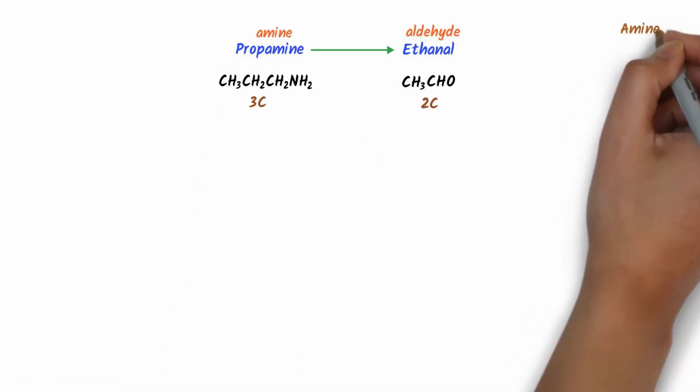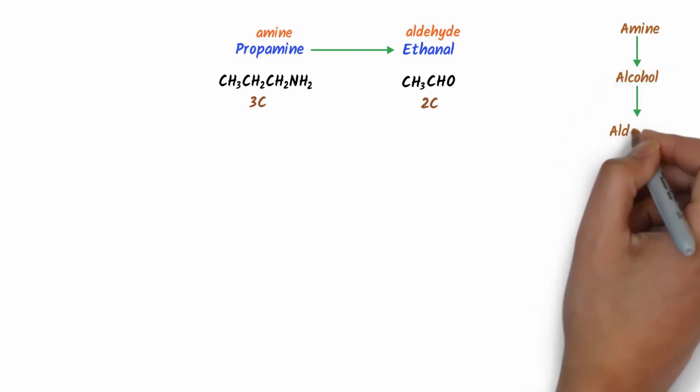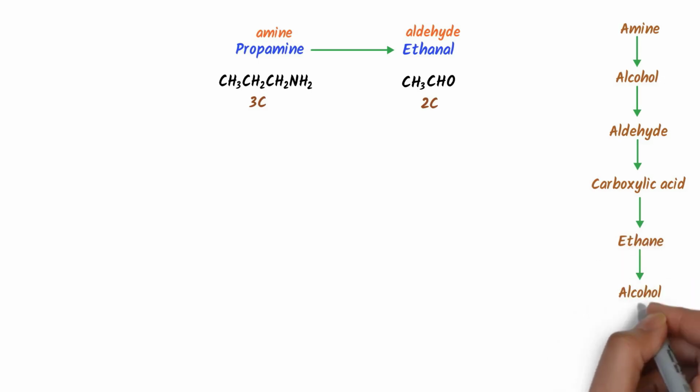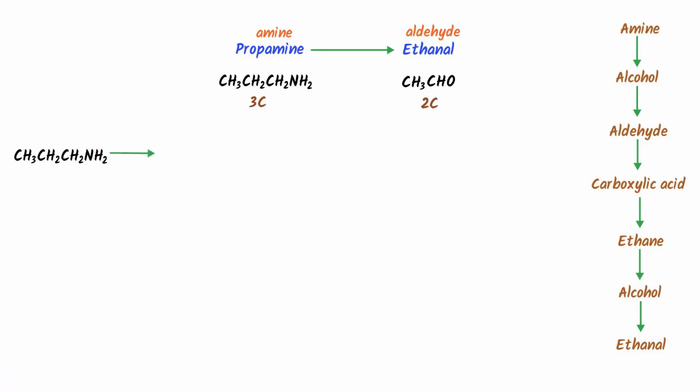Firstly, I will convert amine to alcohol, to aldehyde, to carboxylic acid. I will break carboxylic acid to ethane. I will convert ethane to alcohol and then to aldehyde. For example, I write here propamine. I add nitrous acid, HNO2, to it. I get propanol.